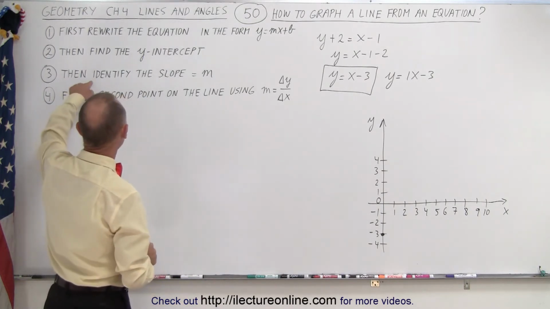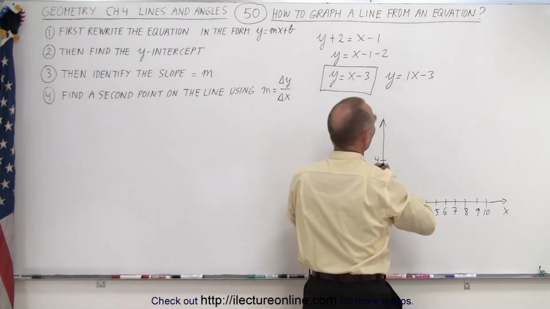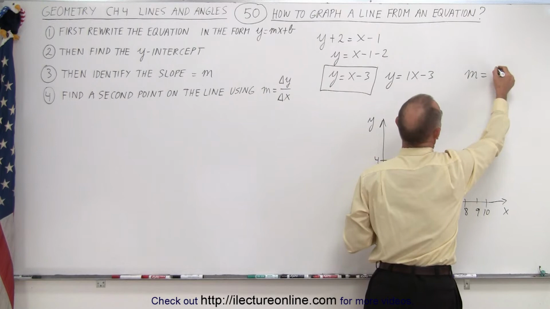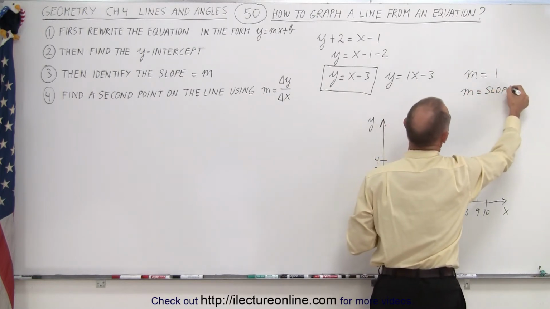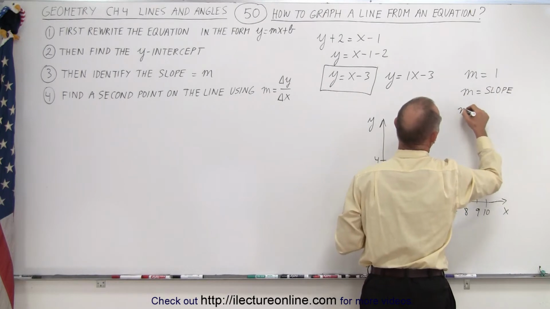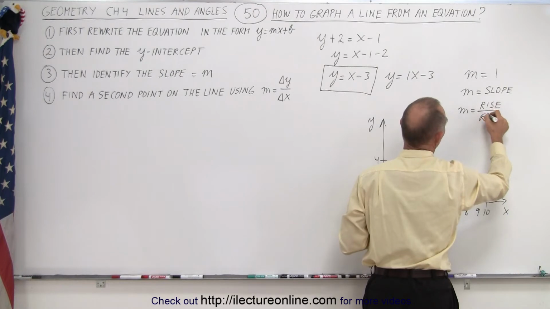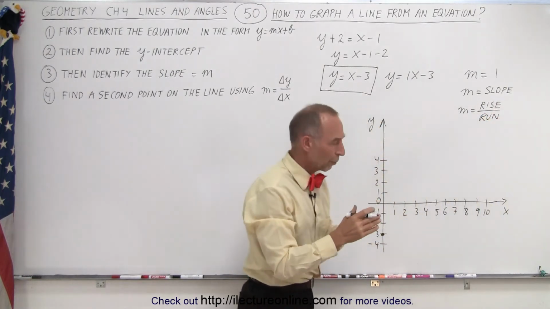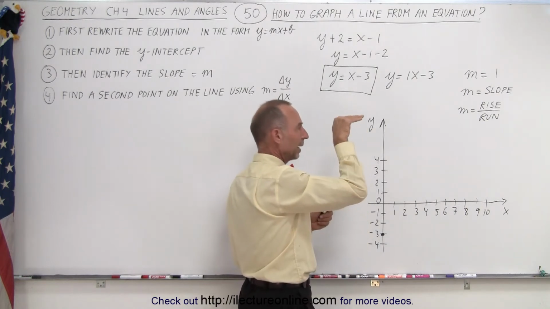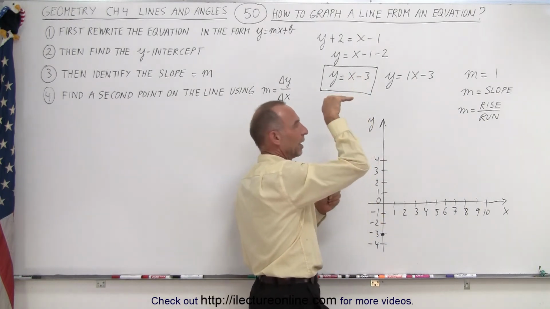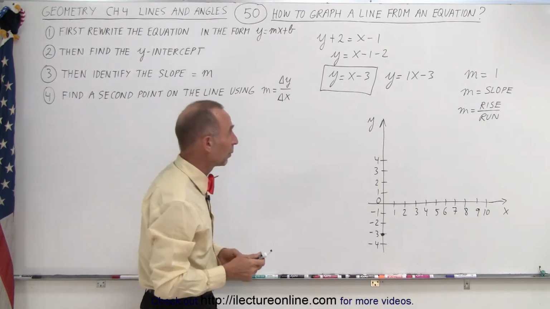The next thing you do is you identify the slope, m, and so here you can see that m equals 1. And you realize that m is defined as the slope. And the slope is defined as the rise over the run. That means that if you go along from one point of the line to the next point of the line, you go up the rise and then you go to the right the run. And so you need to find that right relationship.